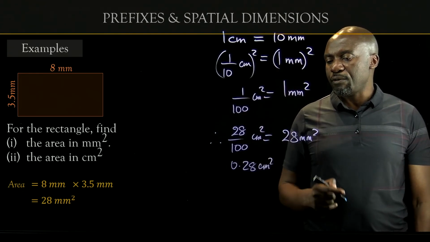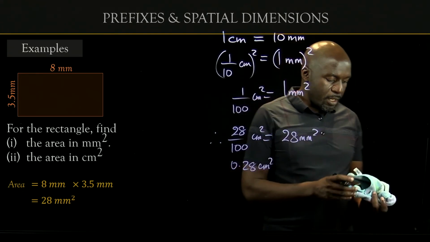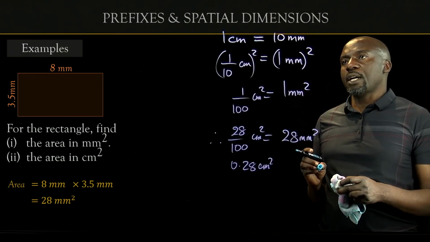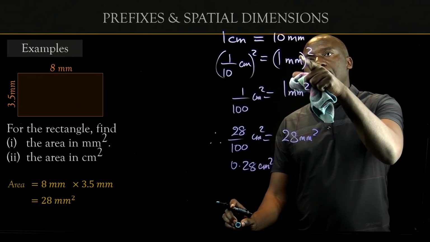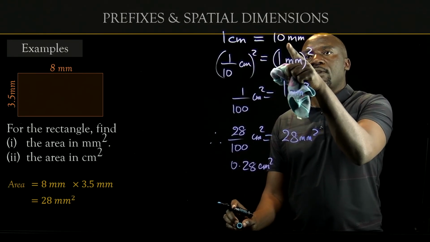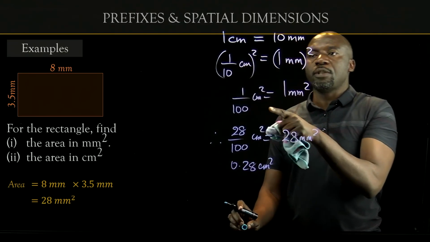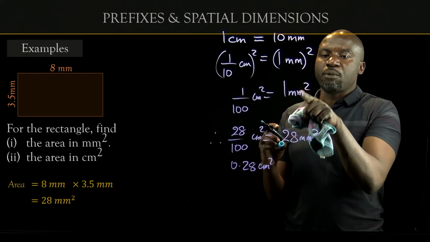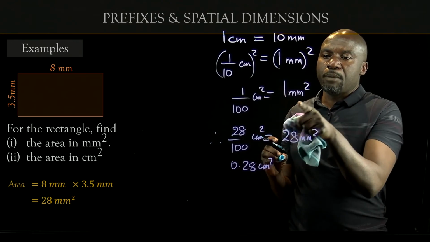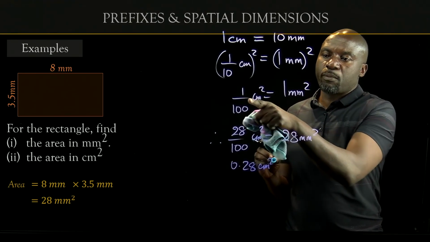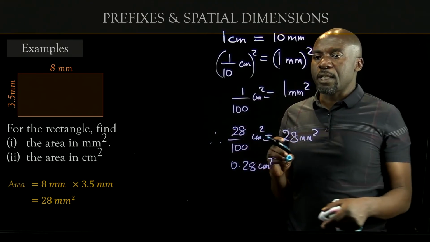So this is one way of doing it. Work with this. 1 centimeter is 10 millimeters, so divide both sides by 10. 1 millimeter is the same as 1 over 10 centimeter. Then square so that we end up with millimeter squared. So if 1 millimeter squared is this, then 28 millimeter squared must be 28 multiplied by this, which gives us that, which is that. Yes?